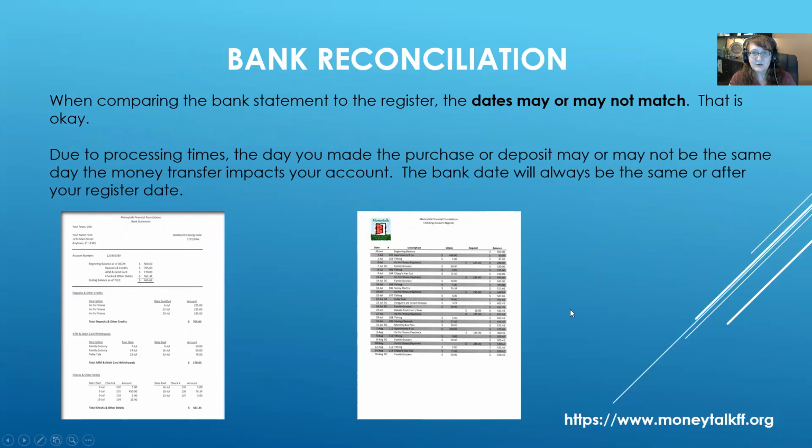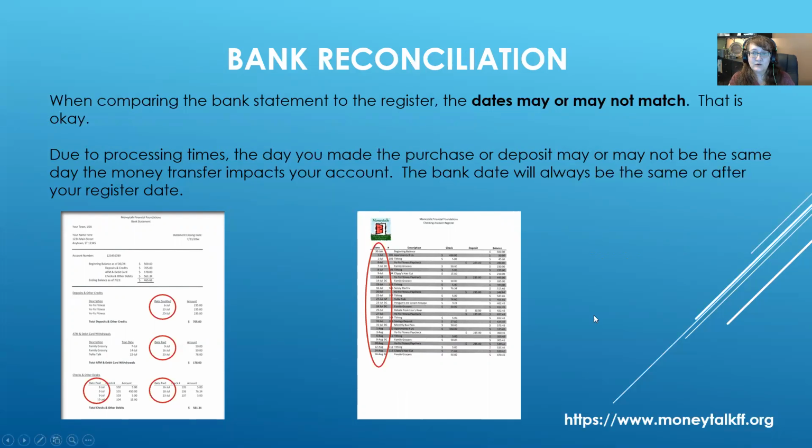One key thing to know when you're doing your bank reconciliation is that the date on the bank statement and the date on the checkbook register may or may not match, and that's okay, because the date on the bank statement is the day that the bank processed the transaction, where the date on the checkbook register is the date that you actually did the transaction. And depending on how you did the purchase or how you made the deposit, as well as how the company and the bank talk to each other, there may be a few days of delay in there.